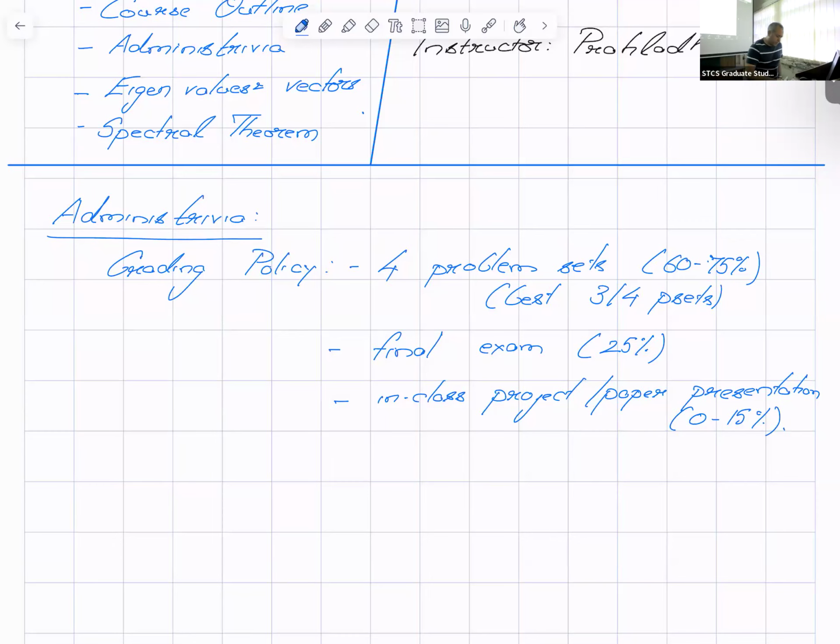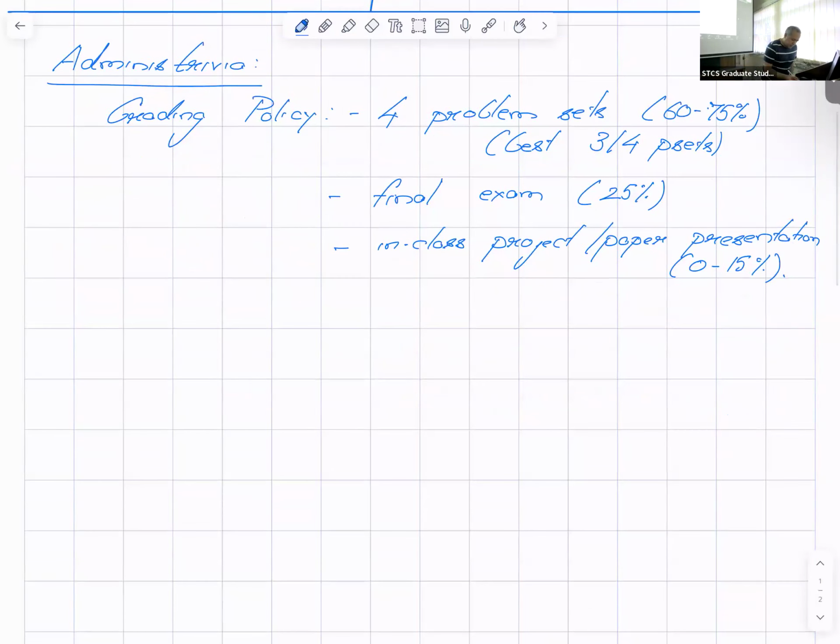Okay, so this is the first module. The first module is on spectral methods and expansion.